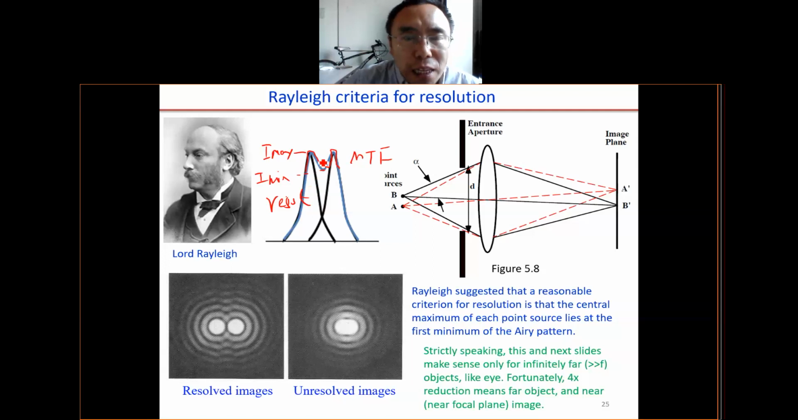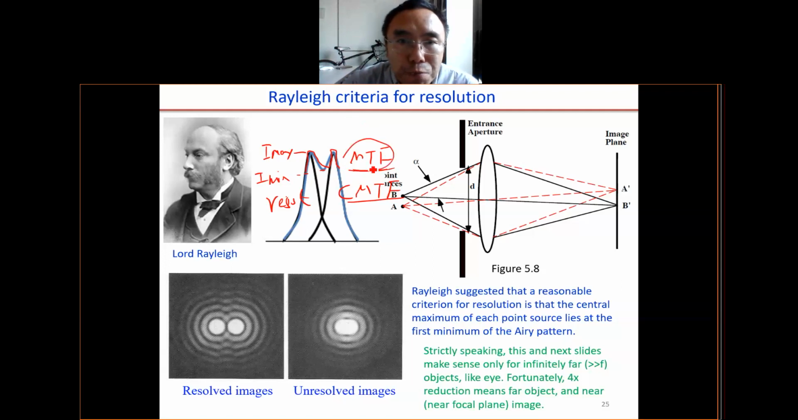So for some resist, this may be too good. For some other resist, maybe this is too bad. And that means this Rayleigh criteria is only a very rough criteria without considering the property of the photoresist. But by using MTF and CMTF, then we know for the particular resist what the MTF is needed to get the well-resolved pattern. The MTF may be higher than this Rayleigh criteria MTF, or maybe lower than this Rayleigh criteria MTF, depending on the property of the resist.